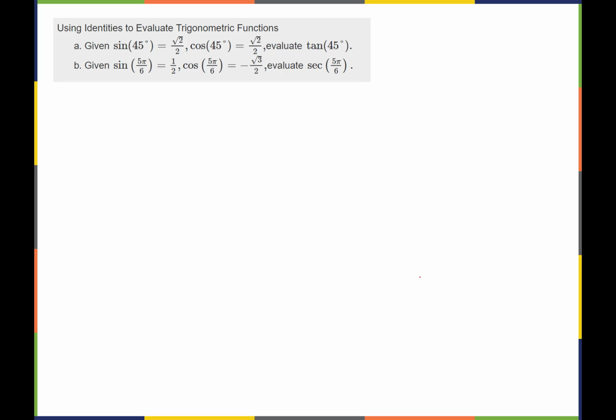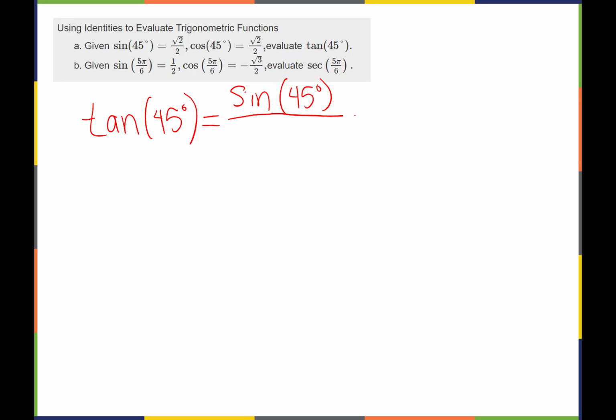Now we're going to use that to find some exact values given some information. So for part A of this example, we're given that the sine of 45 is the square root of 2 over 2, the cosine of 45 is the square root of 2 over 2, and we're going to use that information to evaluate tangent of 45. So tangent of 45 degrees, using our fundamental identity, is the same as saying sine of 45 degrees divided by cosine of 45 degrees.